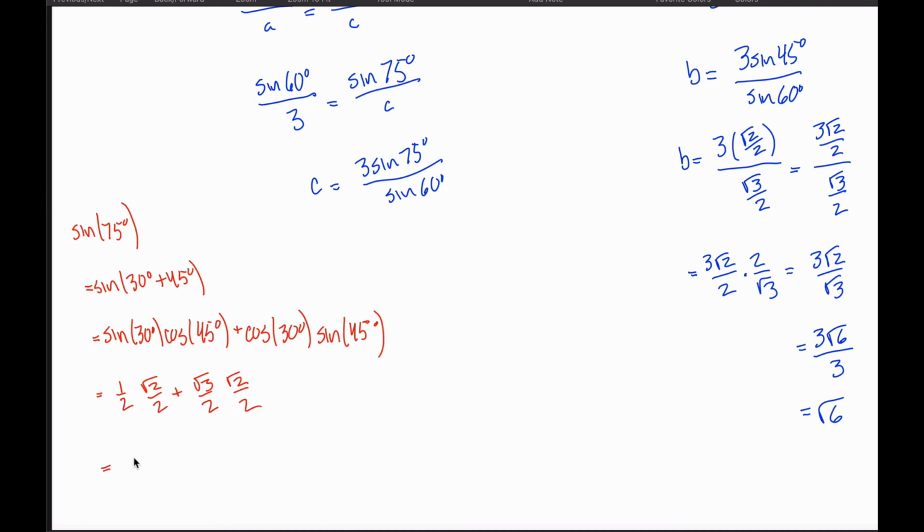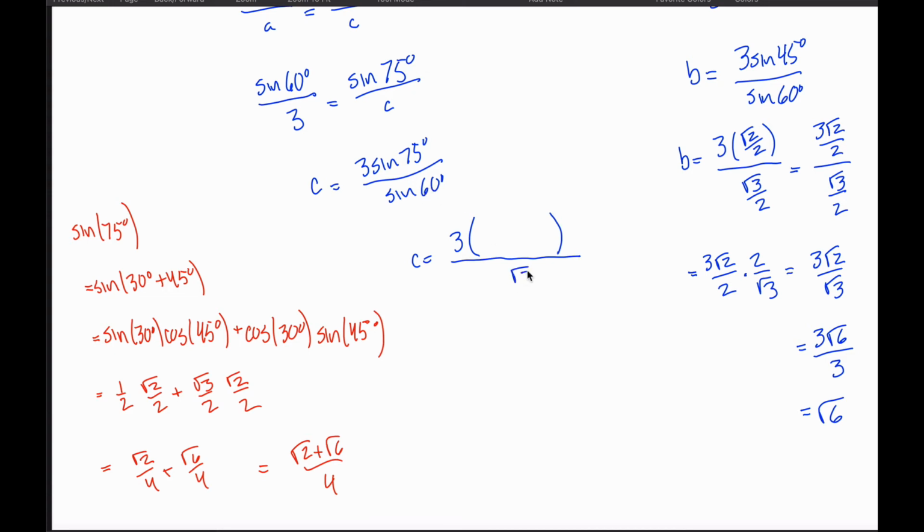Now I multiply stuff together. I get root 2 over 4 plus root 6 over 4. So I get the square root of 2 plus the square root of 6 divided by 4. So that's my answer. No, that's just the sine of 75 degrees. What I'm trying to figure out is little c here. Little c is equal to 3 times the sine of 75 degrees divided by the sine of 60 degrees.